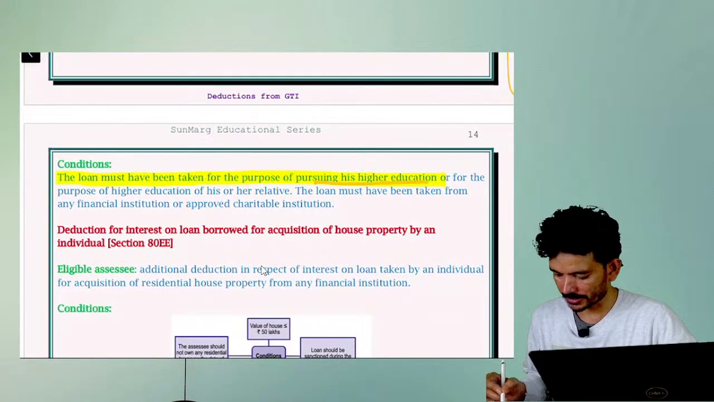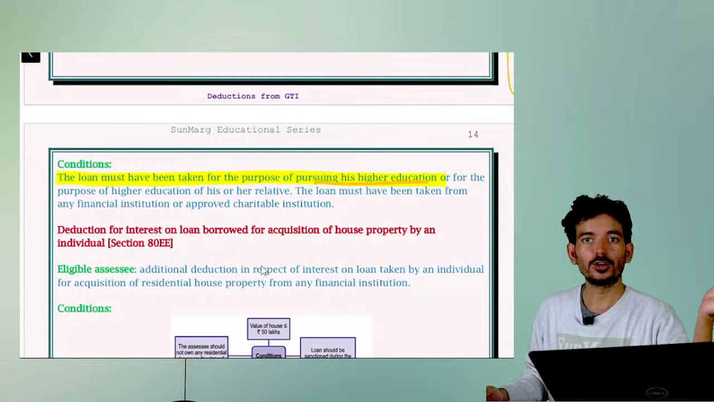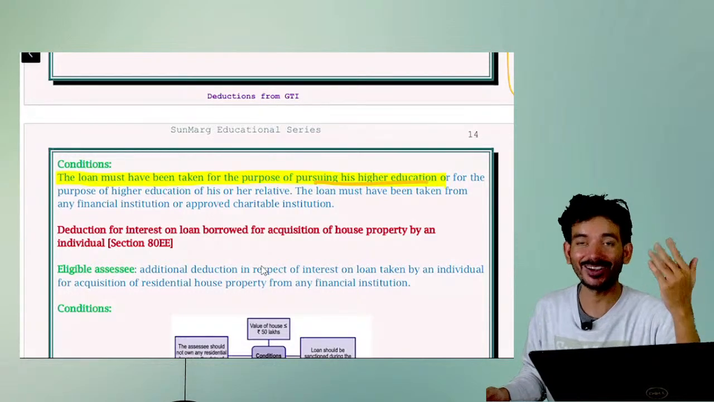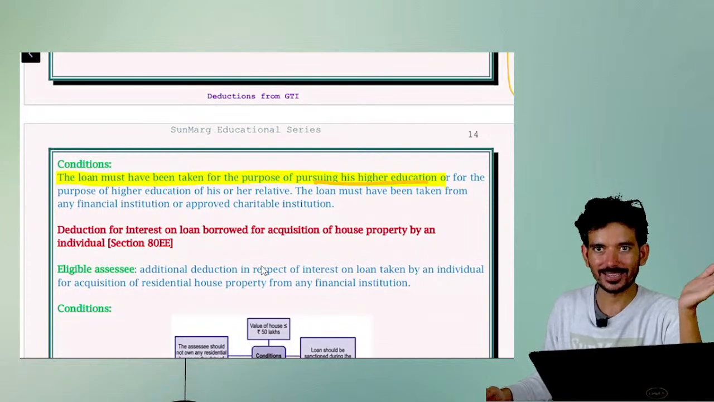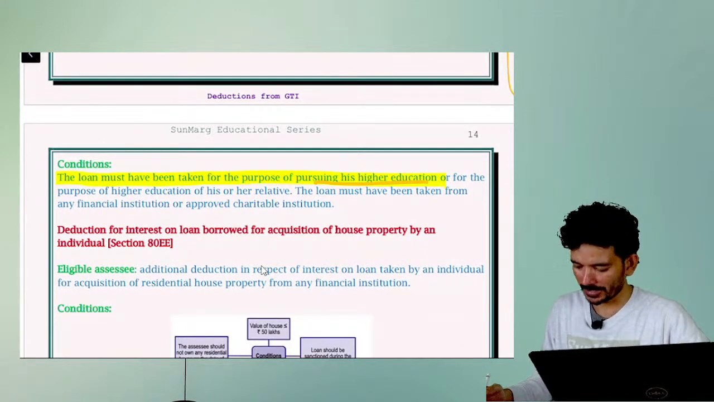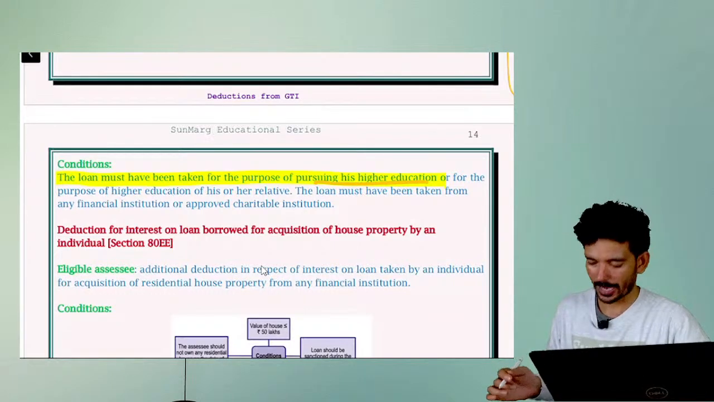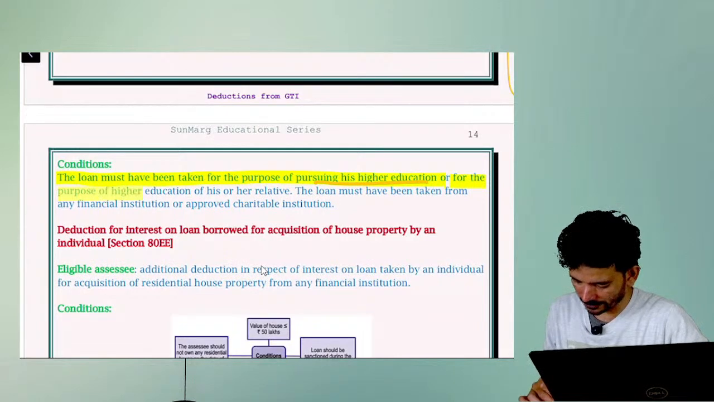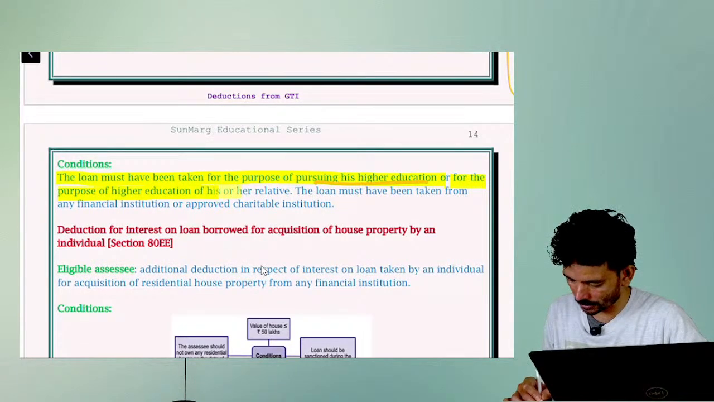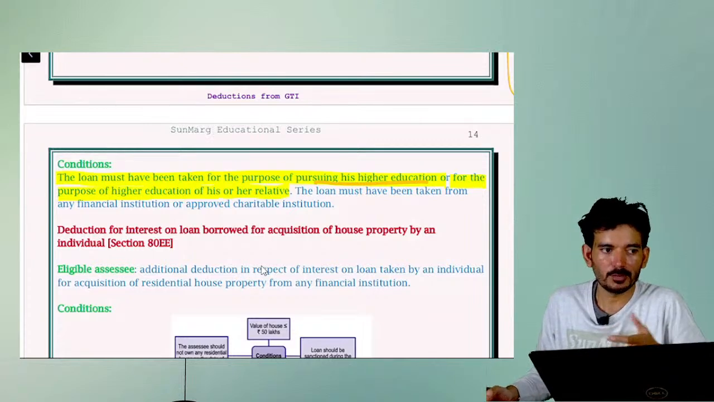It is for higher education, but nowadays the fees are so high that even for school kids you have to take a loan. That much is the cost of education at the moment. But for this Section 80E, it has to be for higher education, or for the purpose of higher education of his or her relatives. It can be for you or it can be for your relatives.